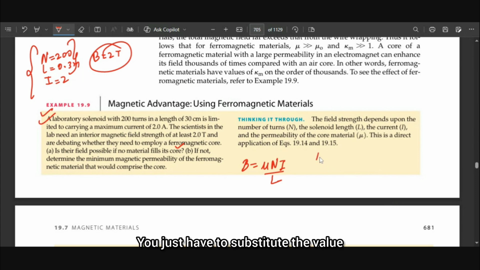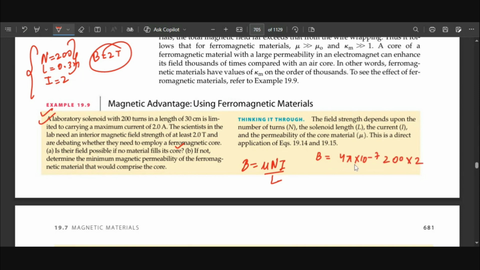You just have to substitute the values. So mu naught is going to be 4 pi times 10 to the power minus 7. N is going to be 200. Current is 2. Length is 0.3. We just put it here. Three zeros. We just have to solve this.